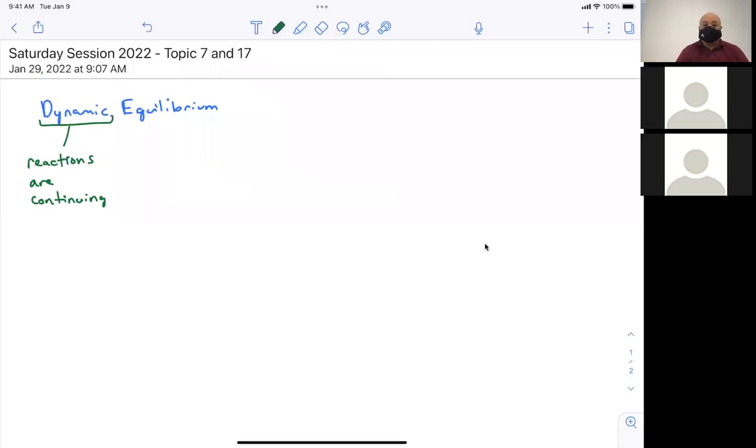Static would be the opposite. A static equilibrium is something where nothing's occurring. Kind of like if you have your laptop resting on a desk, it's in static equilibrium with the desk. It's no longer moving. The forces are equal. There's no motion. But in chemistry, everything is dynamic. Okay?